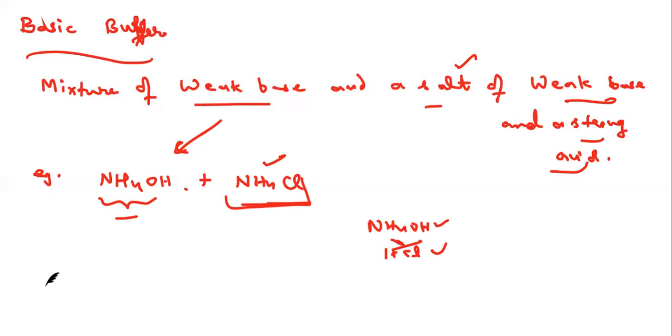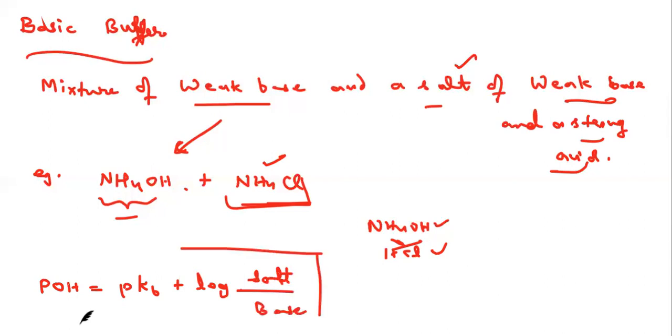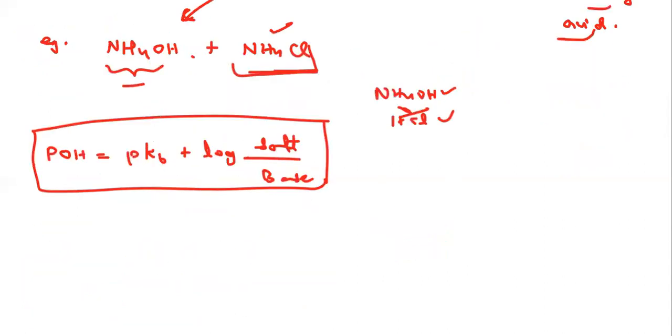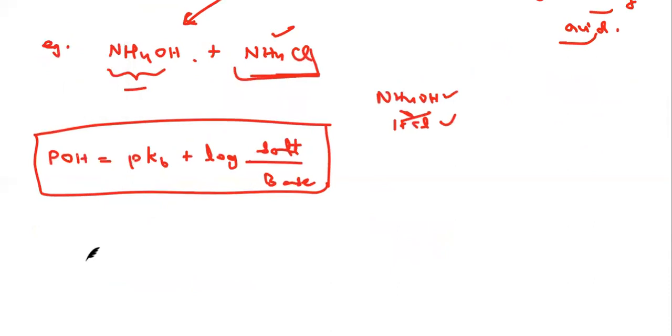So for the basic buffer, what do we need to find, pH or pOH? We need to find the pOH. So what is the formula for this pOH? As I discussed earlier, pOH is equal to pKb plus log of salt upon base, the concentration of salt divided by base. This is the formula for finding the pOH. If you have the pOH, can you find the pH? How? By setting up an equation: pH plus pOH is equal to 14, right? Very simple.